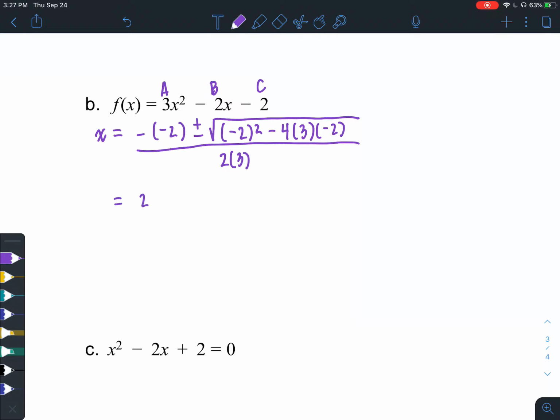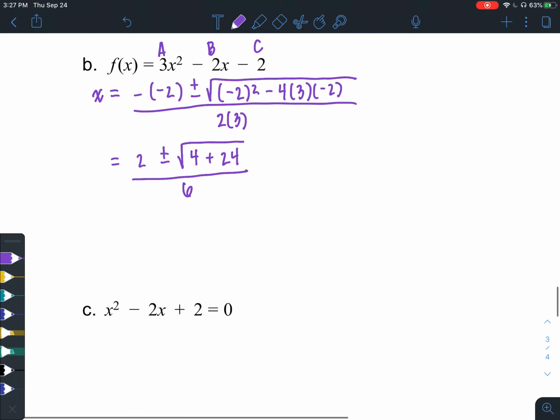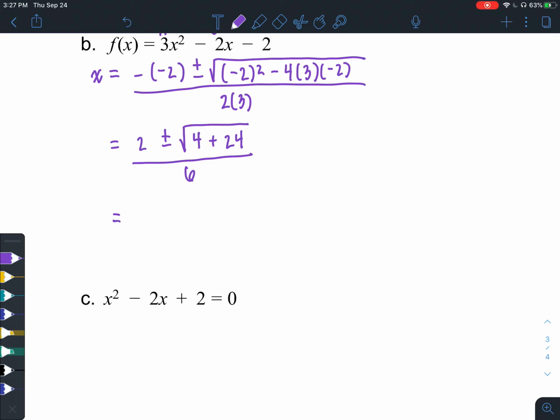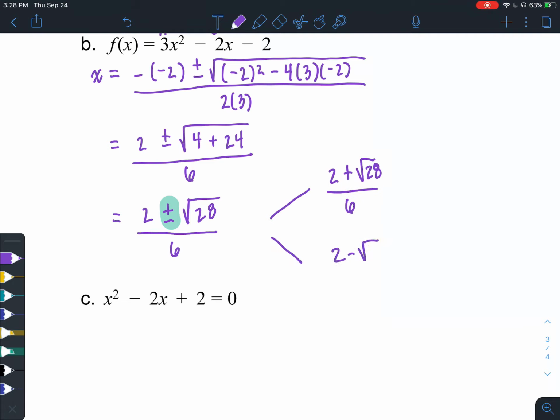We're going to do this by hand, so we get 2 plus or minus, 2 squared is 4, plus 24, all over 6. Keep simplifying here. We get 2 plus or minus the square root of 28 over 6. Okay, so because of this plus or minus, it's going to get broken into 2 different parts. So we're going to have 2 plus radical 28 over 6, and 2 minus radical 28 over 6.